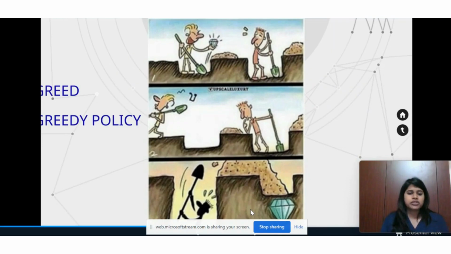So as soon as you find your friend getting a diamond and you dig into that hole or that pit, it's because of the greed that you have. And this policy that the agent follows is called greedy policy. Greedy policy is simply going to maximize the rewards based on the rewards that it's getting.